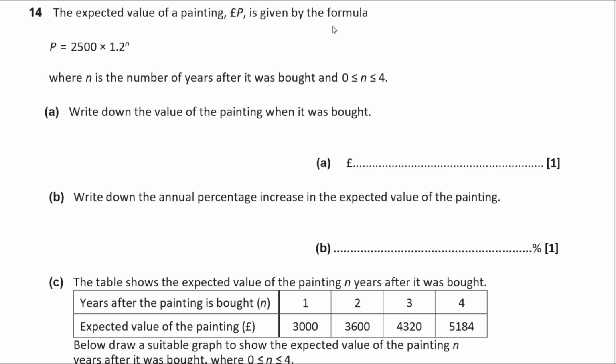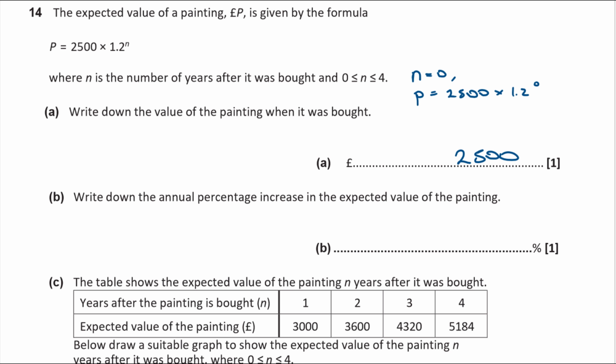Well, when it was bought, n was 0, isn't it? So n is 0 at the time it was bought. So then we've got P equals 2,500 times 1.2 to the power of 0. And anything to the power of 0 is 1, and 1 times anything is itself. So that means that 2,500 is the starting value of the painting, isn't it?